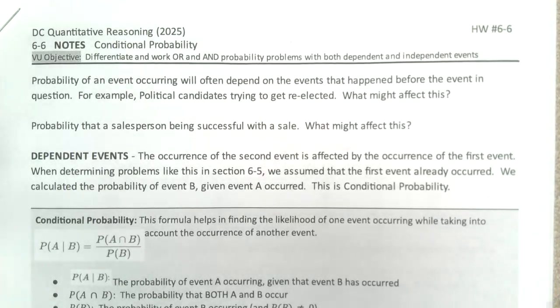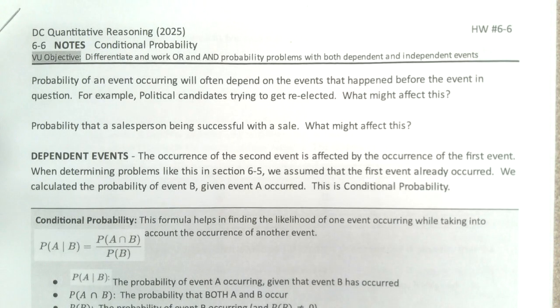Hey, quantitative reasoning. Today we're going to do conditional probability. So, in regular probability, we would say, what's the probability of drawing an ace? There are 4 aces in a deck of cards out of 52. So, we would say 4 out of 52, and then we would reduce it. In conditional probability, we are restricting the category.